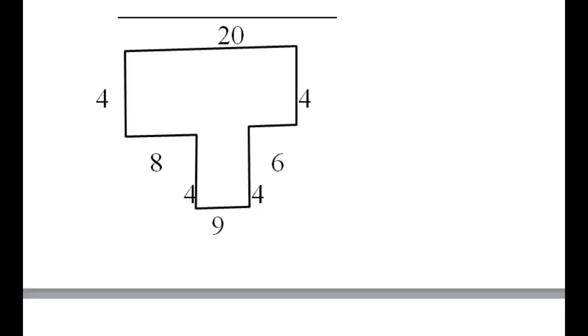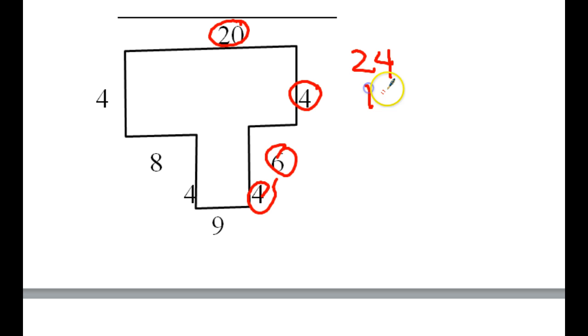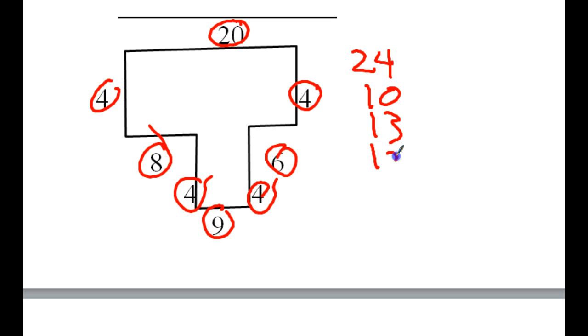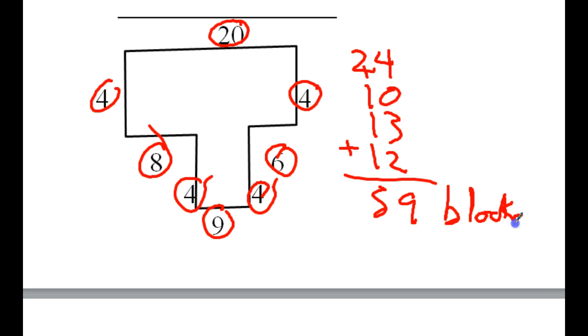So if you're just walking dogs, all you're doing is going all the way around. That's a perimeter problem. So let's just start grabbing numbers. 20 plus 4 is 24. 6 and 4, there's a 10. 9 and 4, 13. 8 and 4 is 12. Add them up. 59 blocks is how far Mary walked.